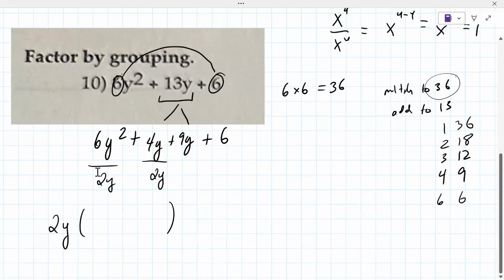What is 6 divided by 2? 3y. That becomes 3y. And then how about 4y over 2y? What does that become? 2y. Why is the letter y still there? Why does it remain in this case?